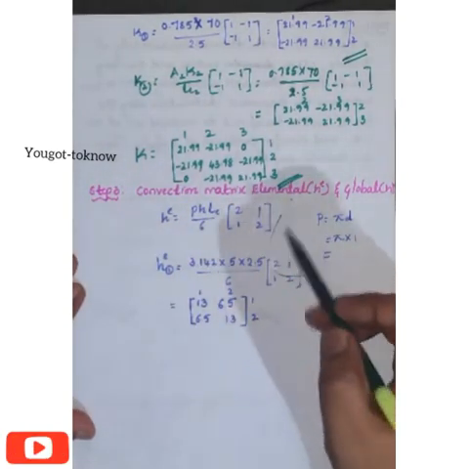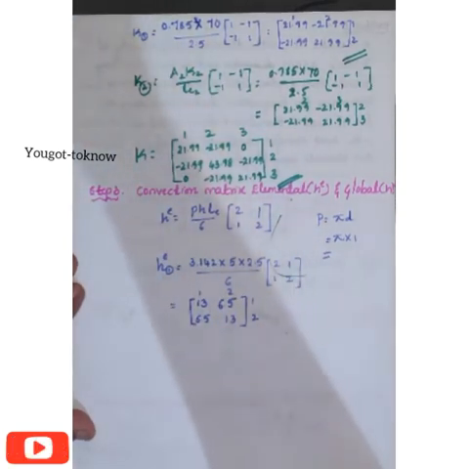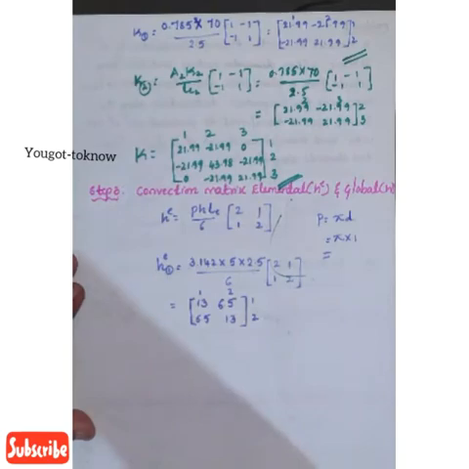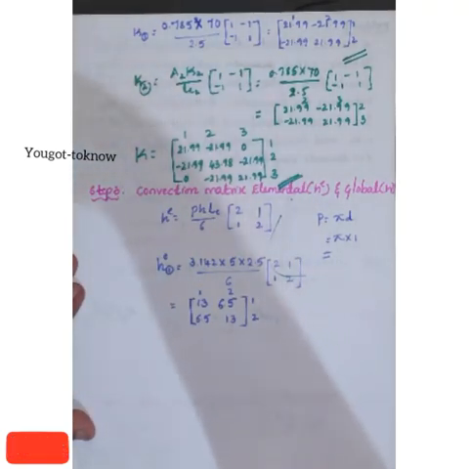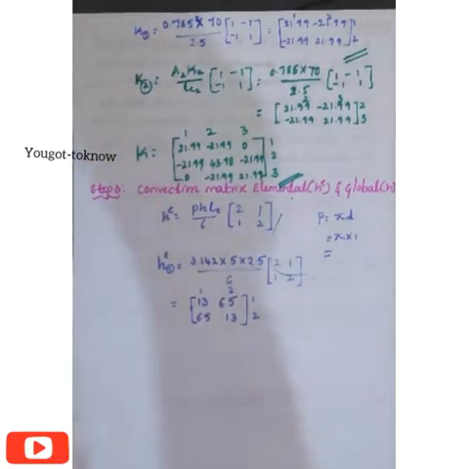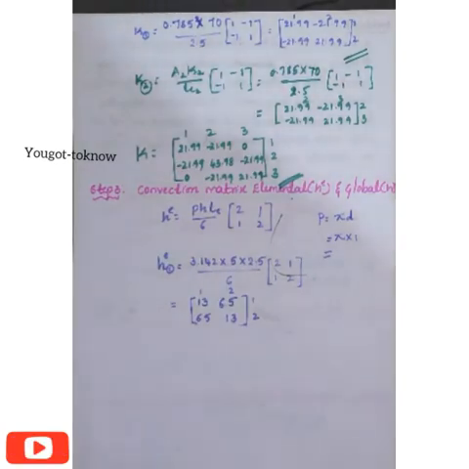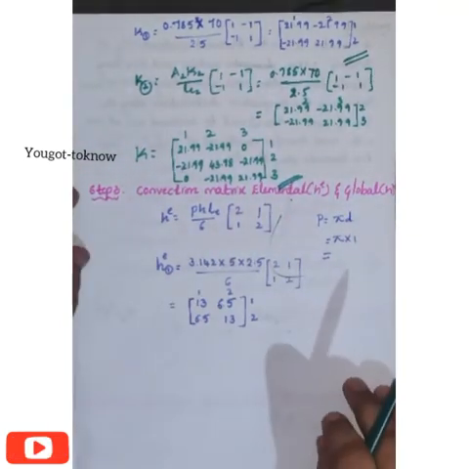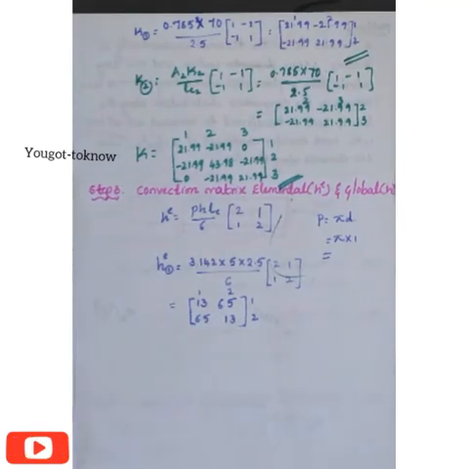Now after K, what is the next thing? It is surrounded by a fluid or ambient air. That means convection is there. There is a convection mode of heat transfer also present because heat is transferring from the fin to the surroundings, or from the surroundings to the fin. Because of that, you should calculate the convection matrix also.